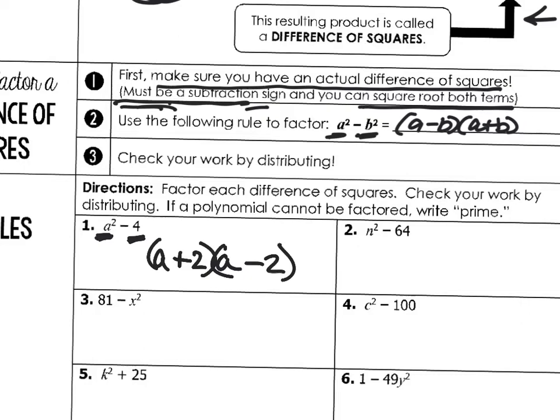All right, you can test it. A times a is a squared. A times -2 is -2a. 2 times a is positive 2a, and then 2 times -2 is -4. These cancel out, and you're left with that.